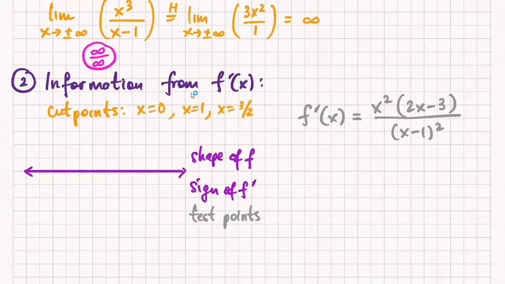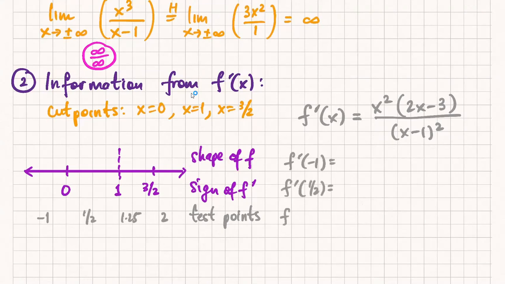Let me just make sure I have my notes here. Okay. All right, so 0. The 1 is a vertical asymptote, so I'm going to make sure I put that on the sign chart, and then 3 halves. So what do I want to be my test points? Let's do -1, 1 half, 1.25, and then 2. So f prime of -1, f prime of 1 half, f prime of 1.25, and f prime of 2.